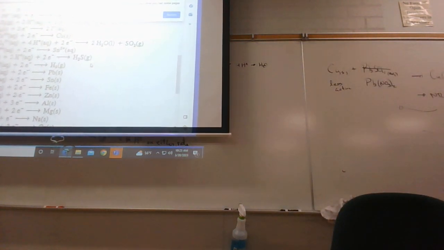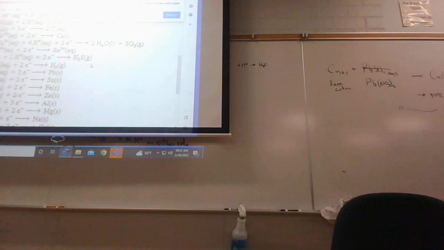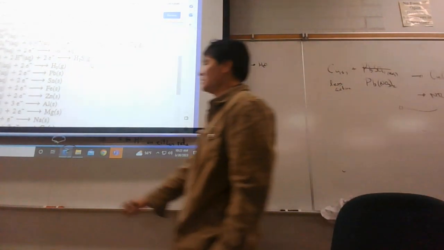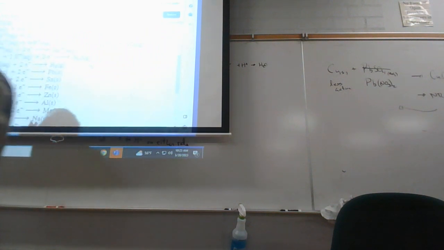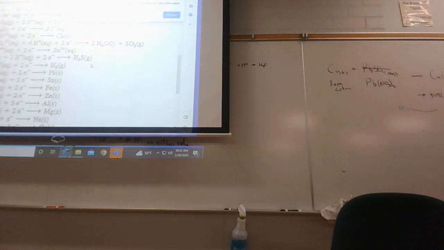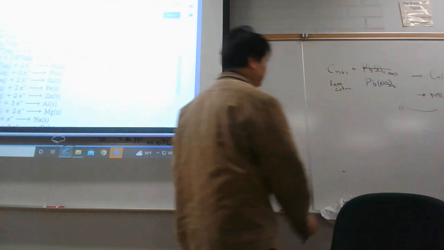So more active, less active. What this means is this is a weaker reducing agent, and this is a stronger reducing agent. That's what activity series is. The activity series is the strength as a reducing agent. So 2 no reactions. Okay, now we're going to silver nitrate.